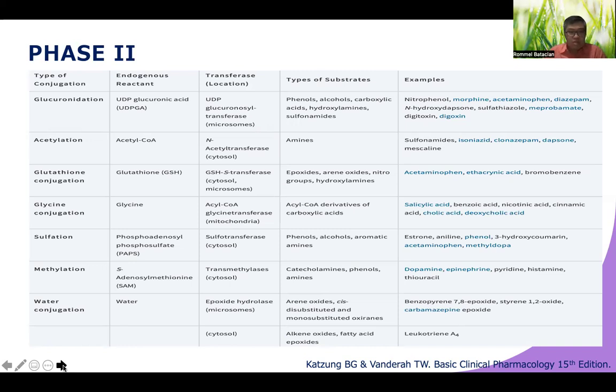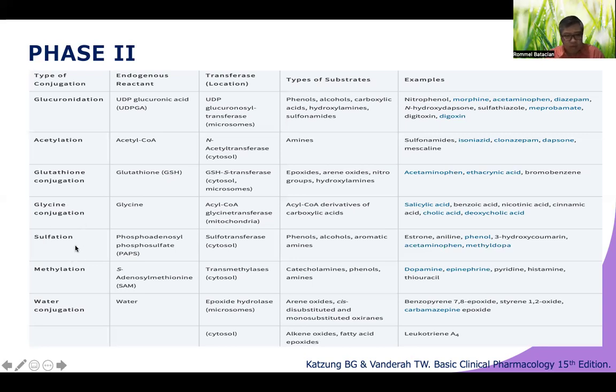So here are some of the examples of phase 2 reactions. As I mentioned, glucuronidation. Okay, there's also acetylation using acetyl-CoA like isoniazid and clonazepam. It could also conjugate with glutathione, such as paracetamol. That's why glutathione is given in paracetamol poisoning, which we will discuss later.